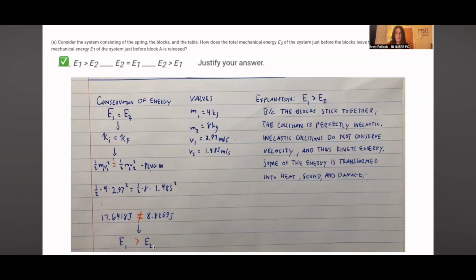While it is still a closed system, because of the collision, kinetic energy is not conserved, and thus the total energy differs between the initial and final moments. And we have justified how E1 is in fact greater than E2, and thus deserves this check mark. That is the end of part E of FRQ 3 and the end of the whole FRQ.